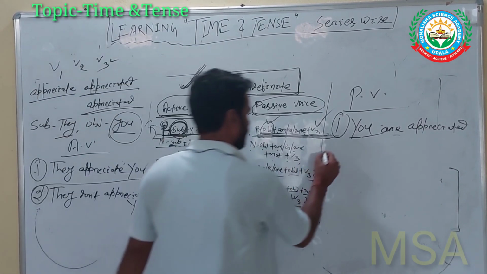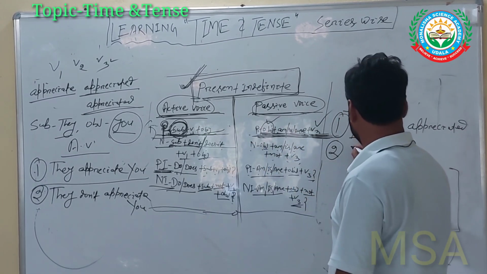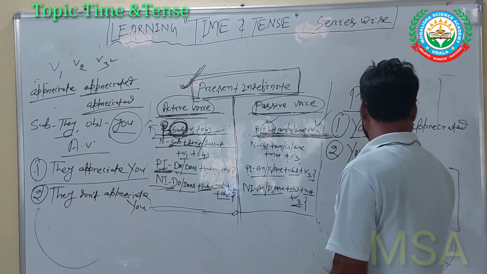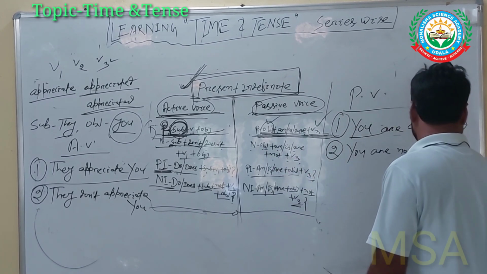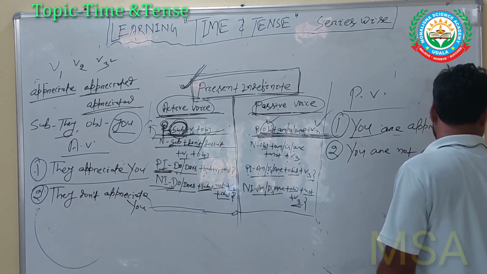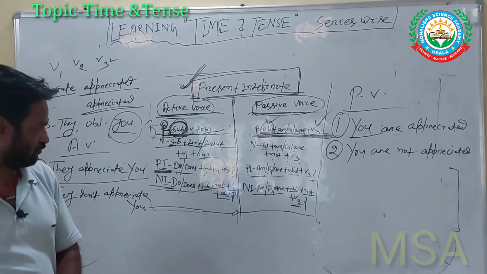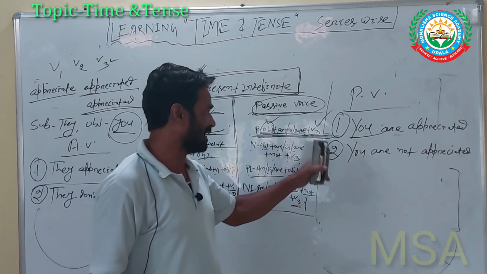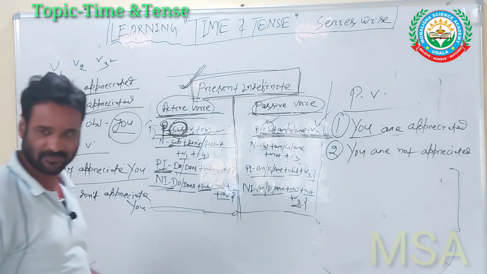The passive of this sentence is what? First comes the object, you. Next comes are, you are not. Next V3 is appreciated. So the negative sentence of active voice is they don't appreciate you, and the negative sentence of passive voice is you are not appreciated.